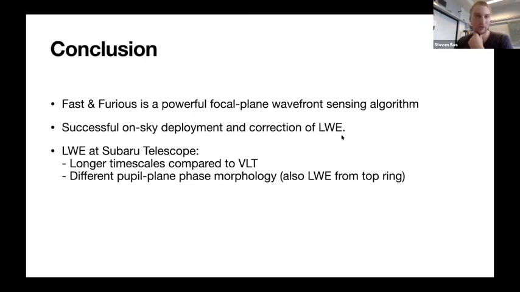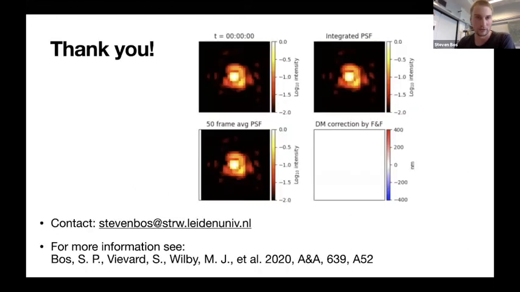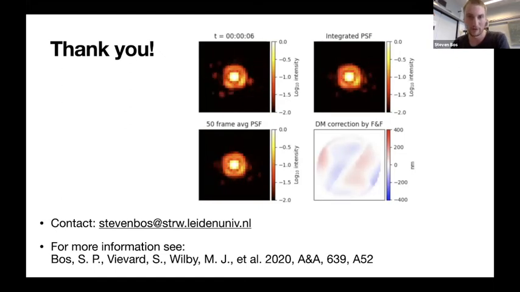So to conclude, Fast and Furious is an easy to implement but powerful focal plane wavefront sensing algorithm. We have successfully deployed it on sky and corrected the low wind effect. And we have found that the low wind effect seems to have longer time scales at the Subaru compared to the VLT, and that the pupil plane phase morphology is different due to the top ring, also adding to it. So thank you for your attention, and I'll leave you with another video of Fast and Furious.